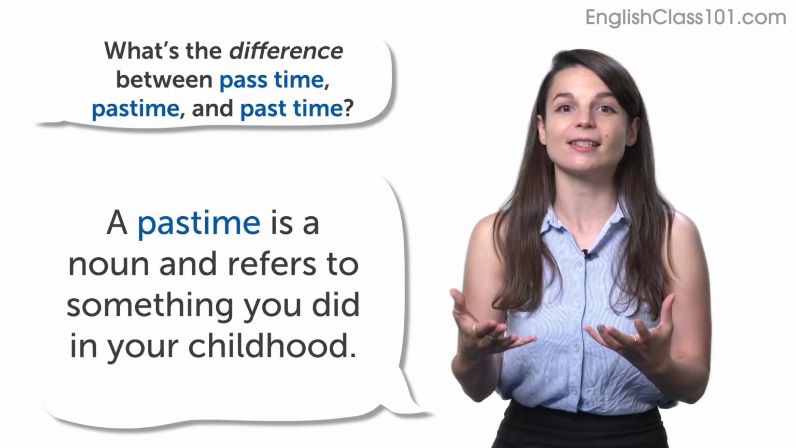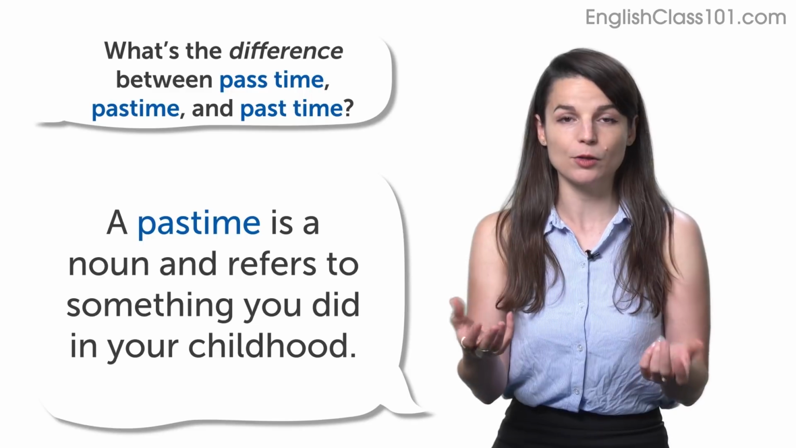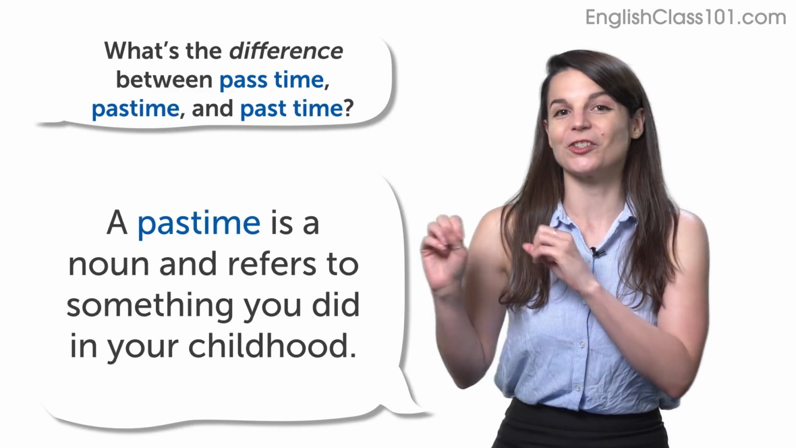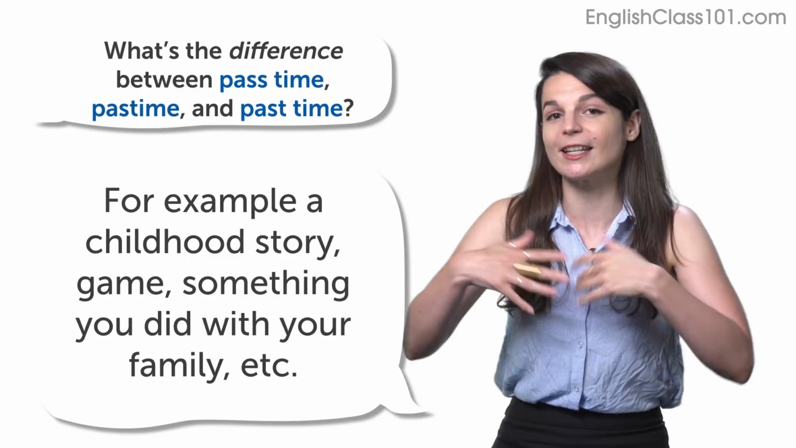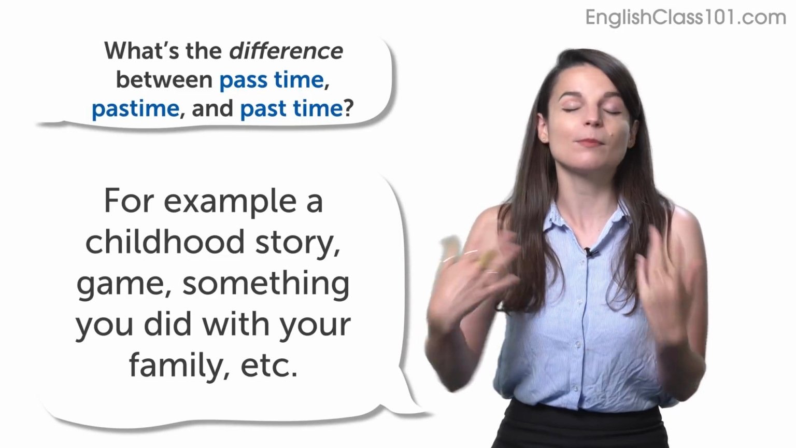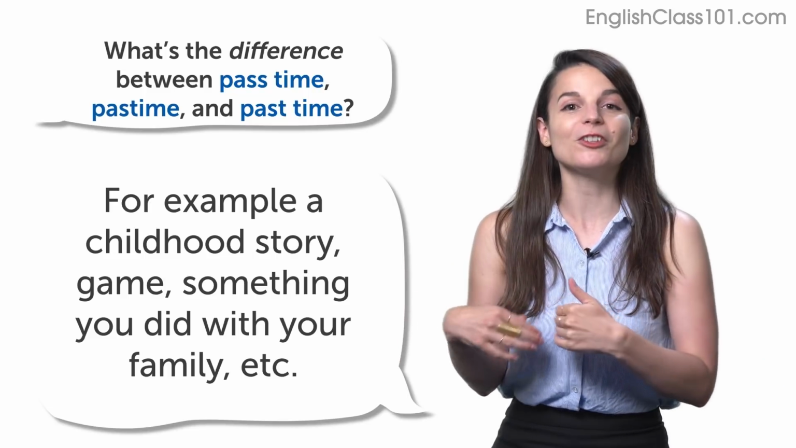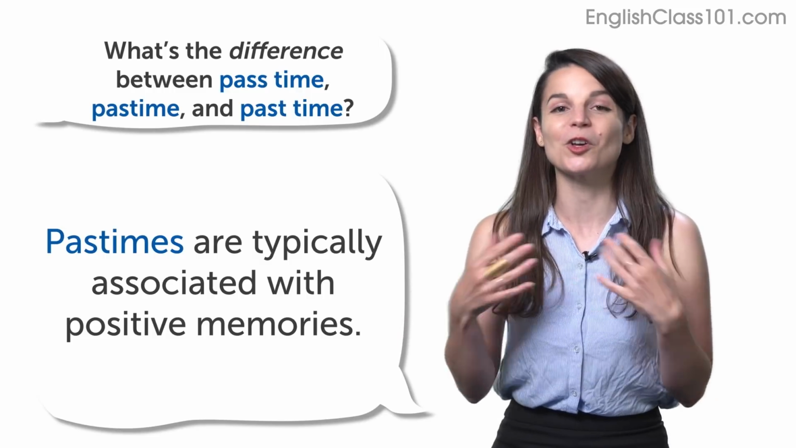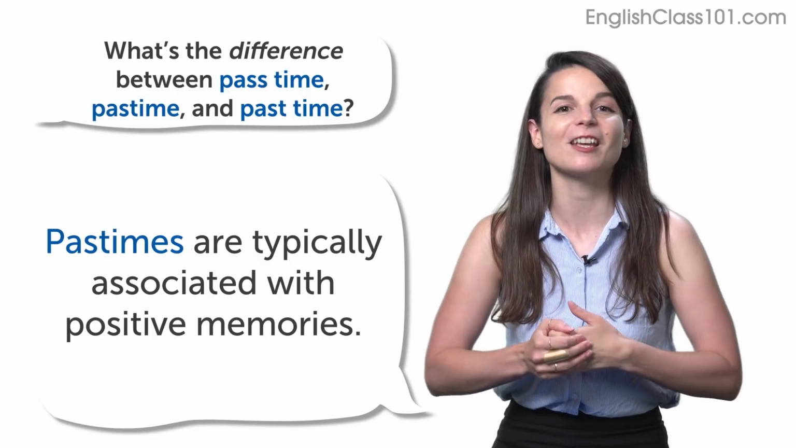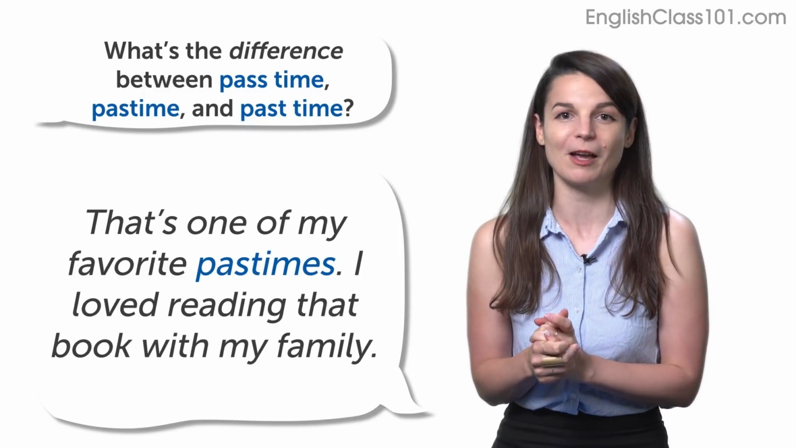Next, let's talk about pastime. So pastime is one word. A pastime, this is a noun, refers to something you did in your childhood, like a story that you really liked to read all the time, or a game that you really liked to play, something that you did with your family or your friends. Those things are referred to as pastimes. So typically we associate them with good memories. So you could say, for example, like, oh, that's one of my favorite pastimes. I loved reading that book with my family.